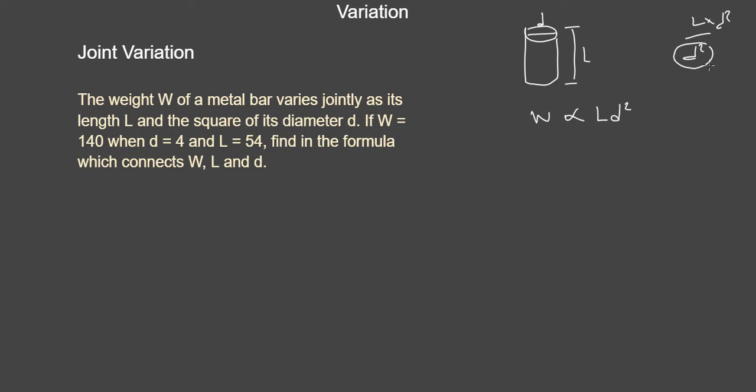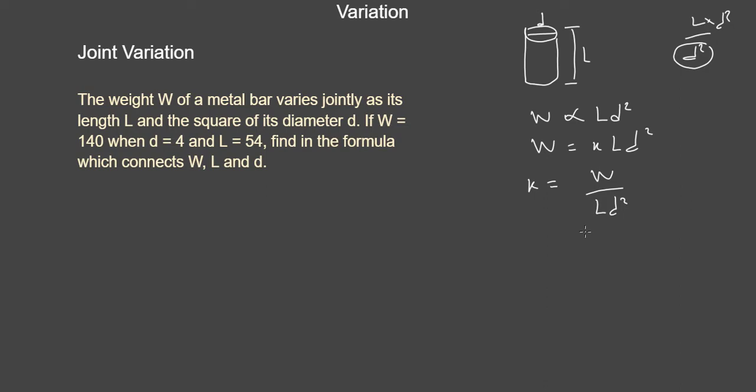Okay, so this is the relationship. So what about the formula? How do you represent the formula? The same idea. So you just take W, equate it to K L D squared. So K is a constant. Once you multiply by K, the sign of proportionality goes away, becomes a formula. So the next thing we want to do is to look for the value of K. If you make K the subject, we're going to get W divided by L D squared, right?